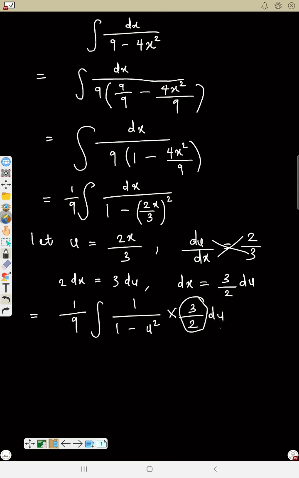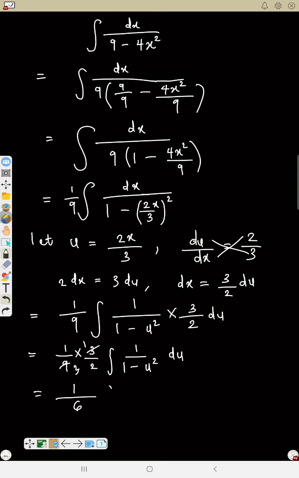Now this is a constant. You can write it outside the bracket. So this will be 1 over 9 times 3 over 2 integral of 1 over 1 minus u squared du. Because this is constant, we can factor it out. So now 3 here is 1, 3 here is 3, so 3 times 2 is 6. So this will become 1 over 6 integral of 1 over 1 minus u squared du.